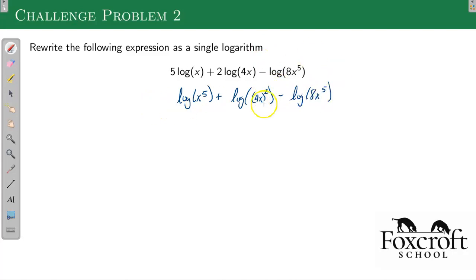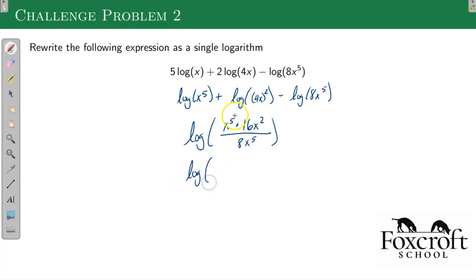Now I can combine. This is all one log, x to the 5th times 4x squared. I'm going to get the x squared, but also the 4 is getting squared. That's going to be 16x squared over 8x to the 5th. The main reason this is a challenge problem is, one, remembering to square both of these when this 2 goes in. The other thing is now I can simplify inside of here a bit.